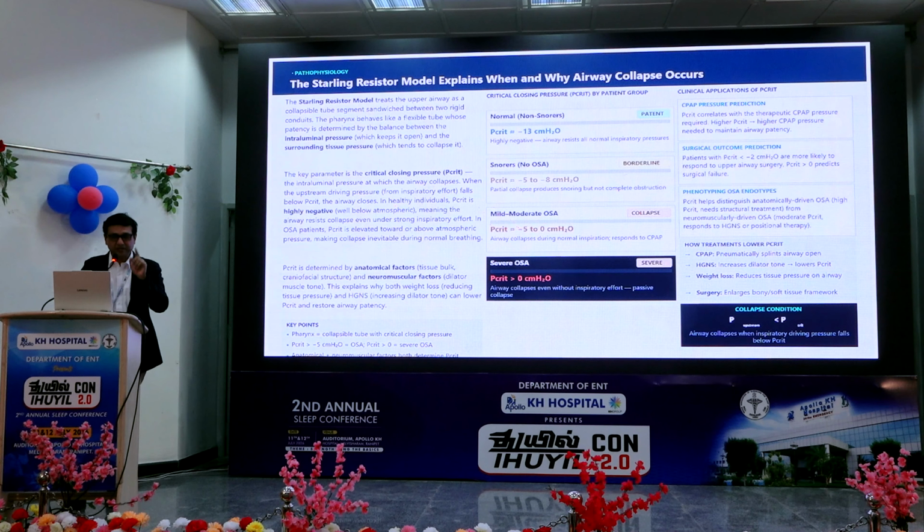The Pcrit is always a high negative pressure, about minus 13 centimeters of water. In a normal person, the Pcrit is around minus 13, while in an OSA patient it is between minus 5 and minus 8 centimeters of water. In mild to moderate OSA, the Pcrit rises from minus 5 to almost normal atmospheric pressure. In severe OSA, the Pcrit is actually more than atmospheric pressure. That's why severe collapse is there.